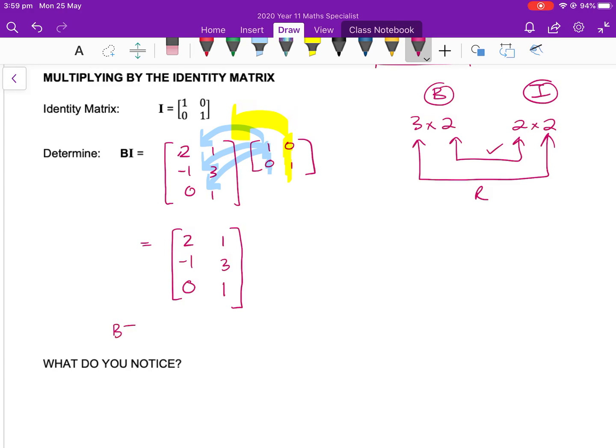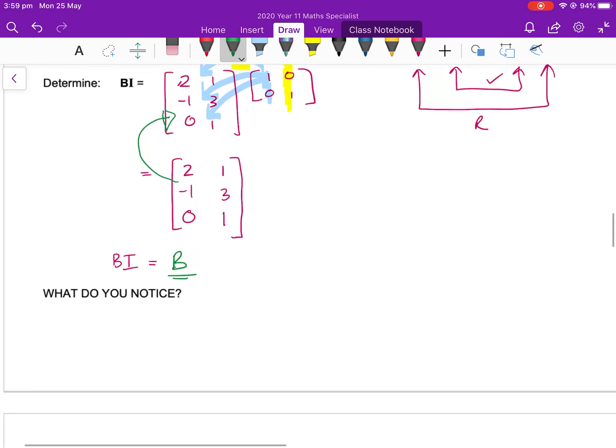And what we realise here, if we look back at what we started with to what our solution is, that multiplying by the identity matrix gives us the matrix itself, matrix B. So multiplying by the identity matrix produces the same matrix.